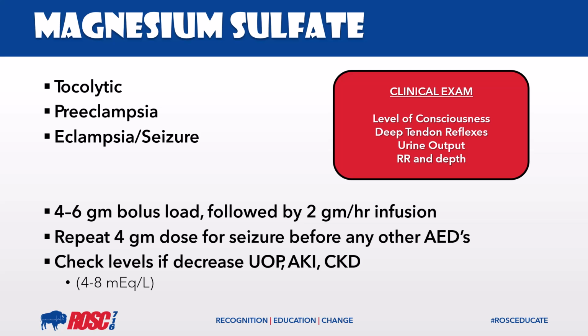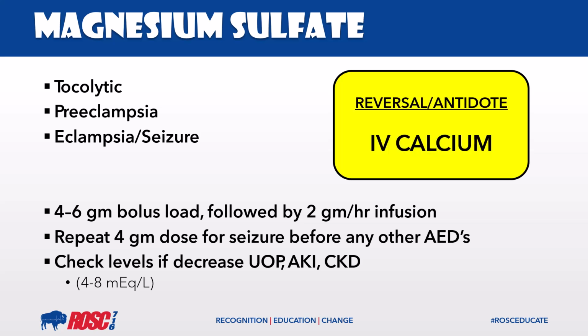Now, we can check therapeutic levels for magnesium. Most folks would reserve this for patients that have a low or questionable urine output, acute kidney injury, or a history of chronic kidney disease. If you are to check a magnesium level, the therapeutic range is between 4 to 8 milliequivalents per liter. However, most experts would agree that a higher level between 6 and 8 milliequivalents per liter is more appropriate. Now, what if you do identify magnesium toxicity? Well, it's very easy to reverse, and we'll reverse that magnesium toxicity with IV calcium.